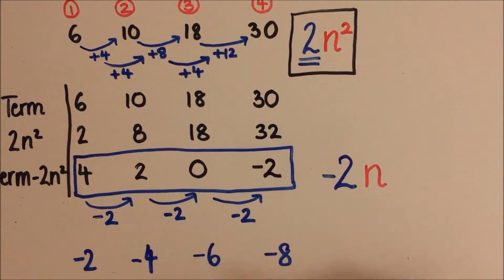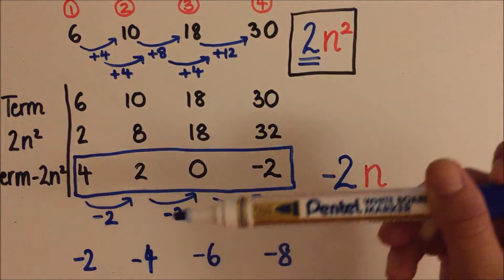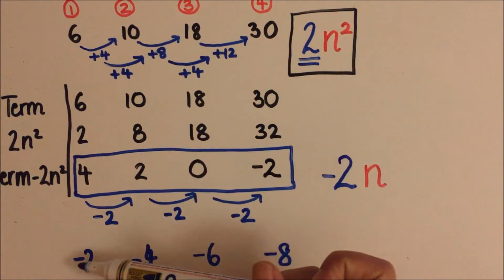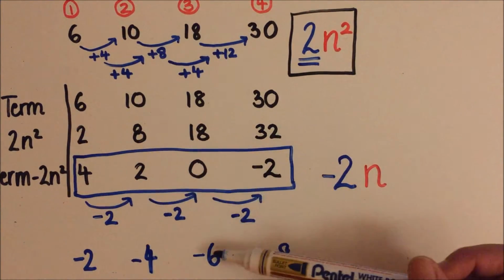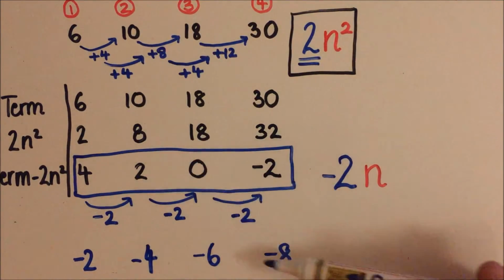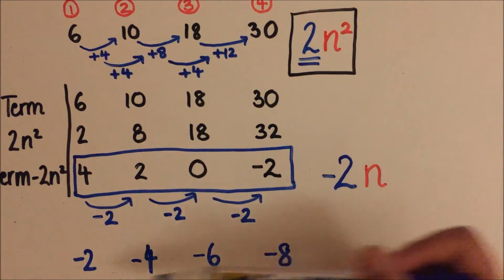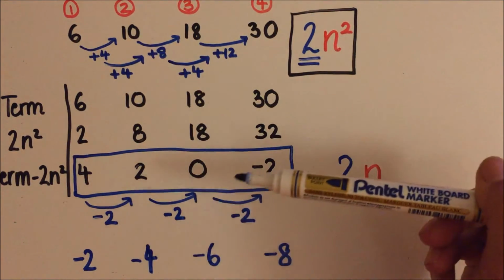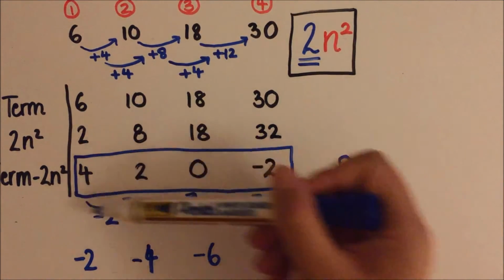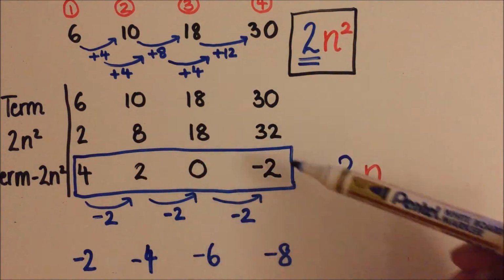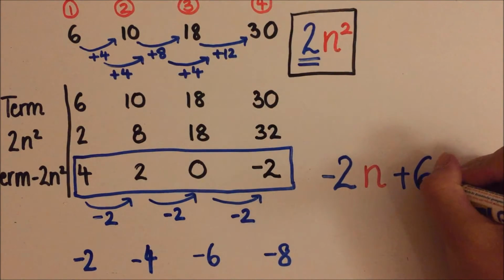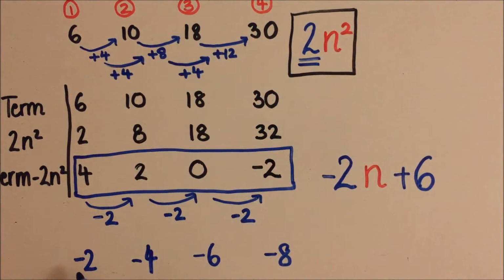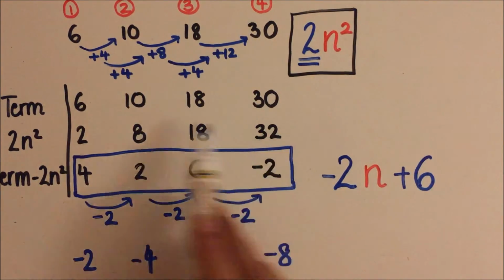We're almost there now. So we look at this sequence here and we say, how do we get from this back to the linear sequence? How do you get from a minus 2 to a 4? How do you get from a minus 4 to a 2? How do you get from a minus 6 to a 0? How do you get from minus 8 to a minus 2? Well, it's quite obvious that every single time you add 6 to get back to the original linear sequence. So all you need to do is put plus 6 at the end, because every single time you need to add 6 to get back to the linear sequence.